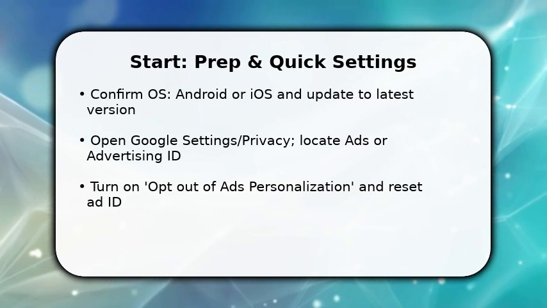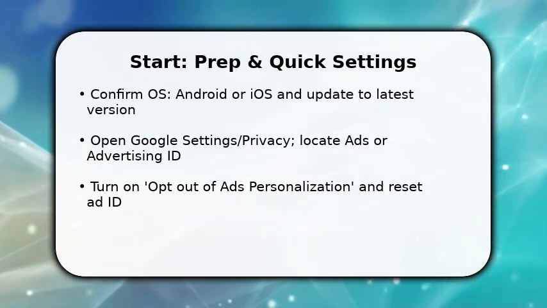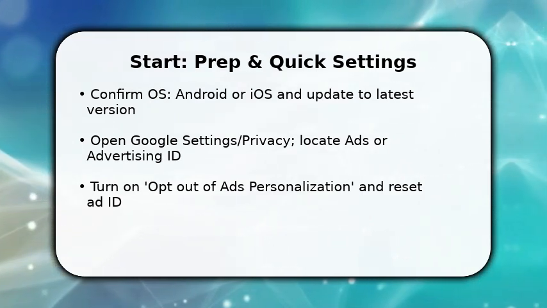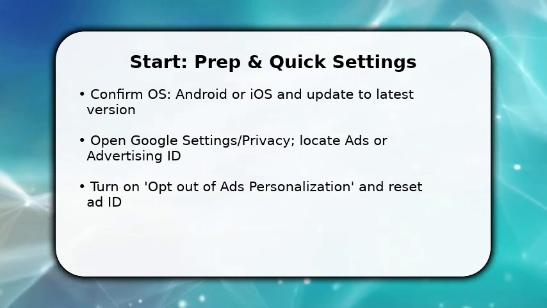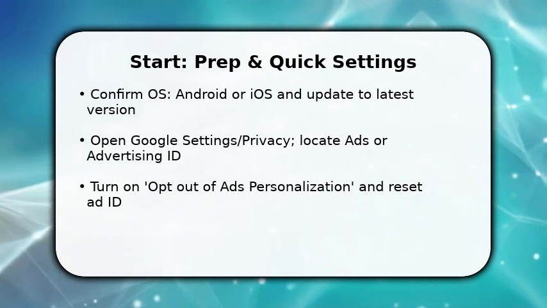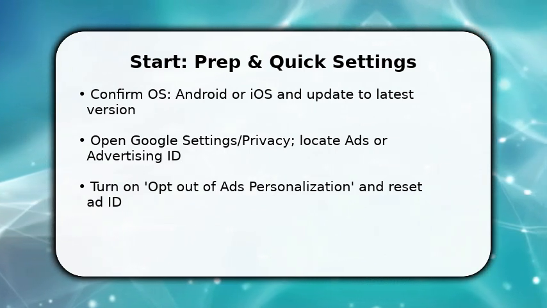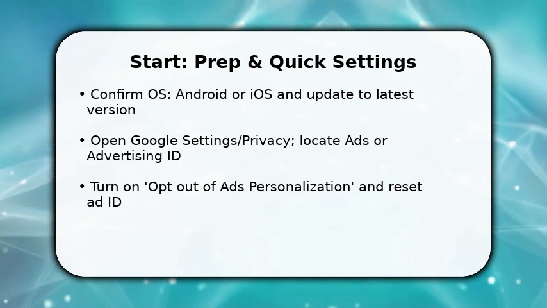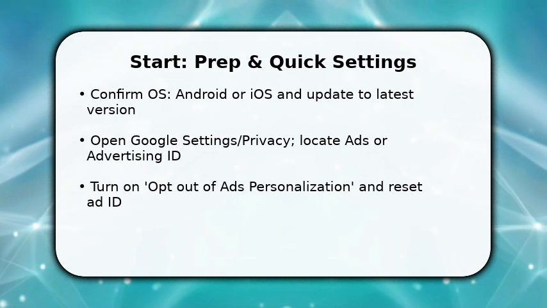You begin by checking your phone and getting essentials out of the way. Update the OS and identify whether you use Android or iPhone. Once done, go into Google or device privacy settings and find Ads or Advertising ID controls. You will opt out of ad personalization and immediately reset your advertising ID to remove tracking. Make sure to save changes and note which apps show the most ads so you can tackle them next. This first pass reduces targeted ads fast.